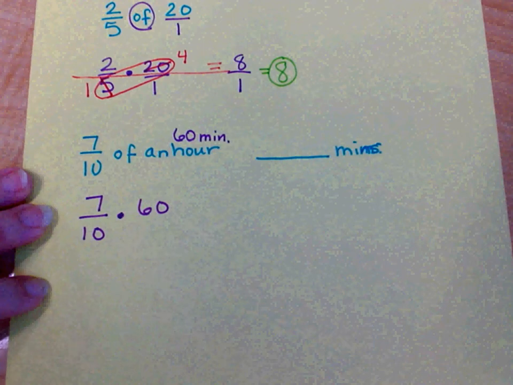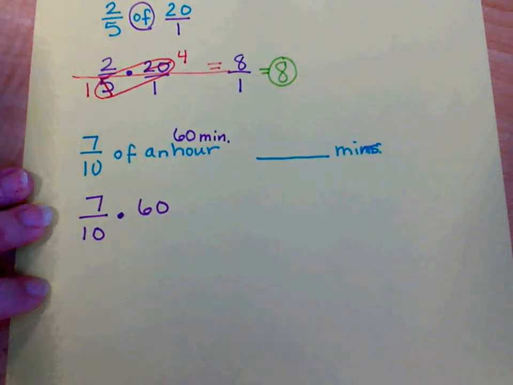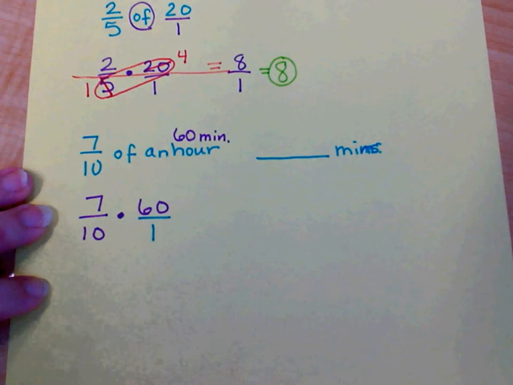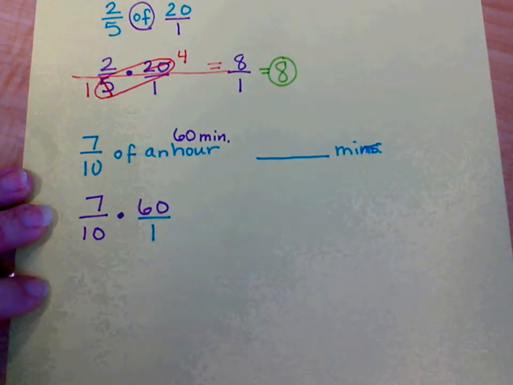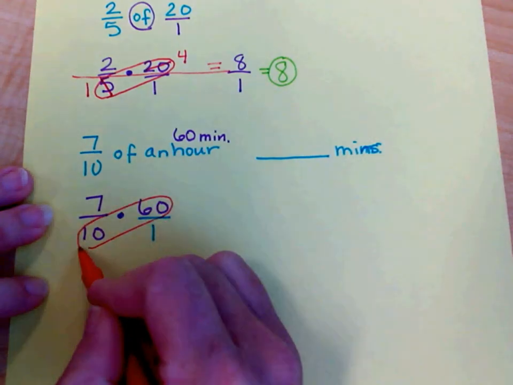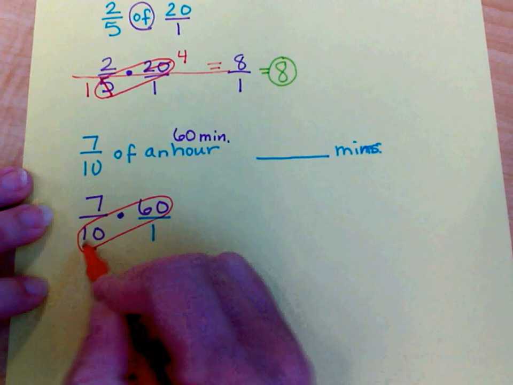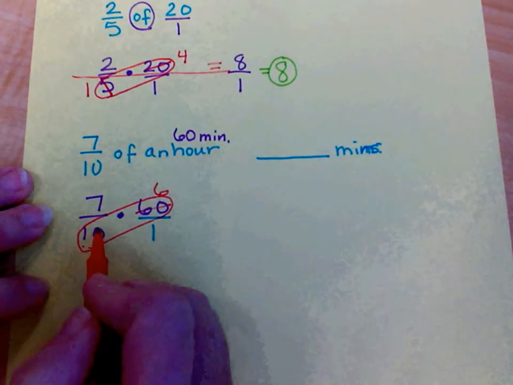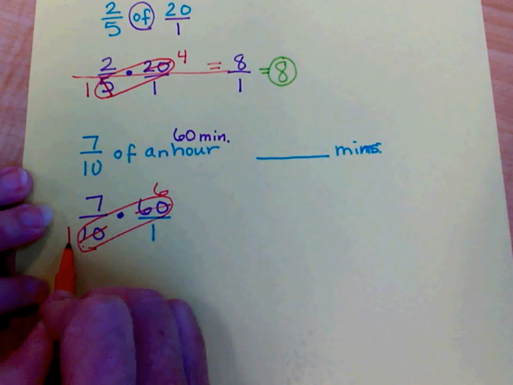And again, I have an improper fraction by putting a 1 underneath it. So I'm going to multiply, but I notice I have some rather large numbers, and I see that 10 goes into 60. 10 can go into 60 6 times. 10 can go into 10 1 time.